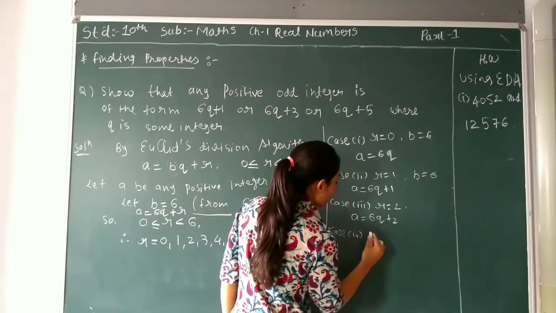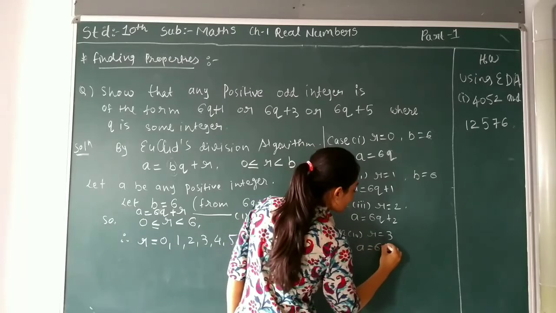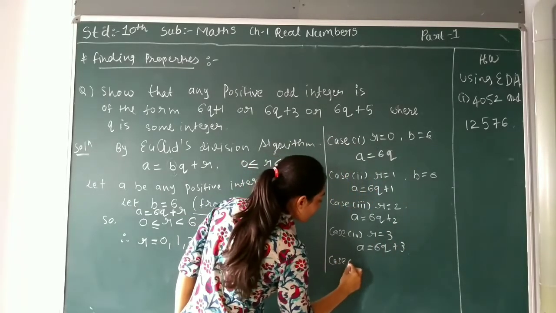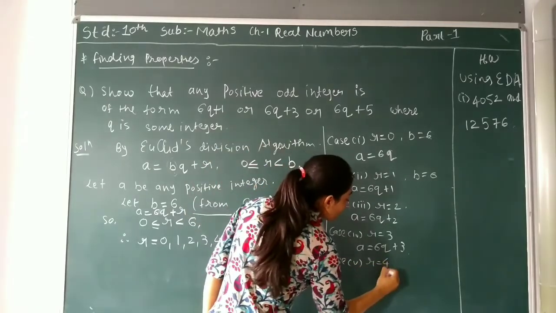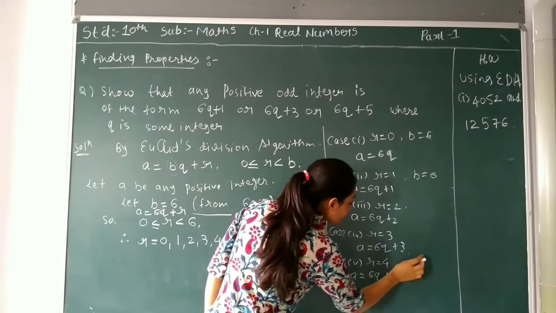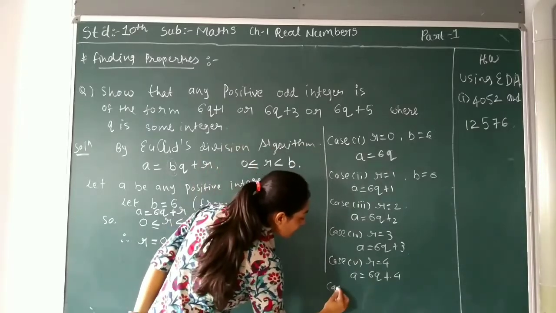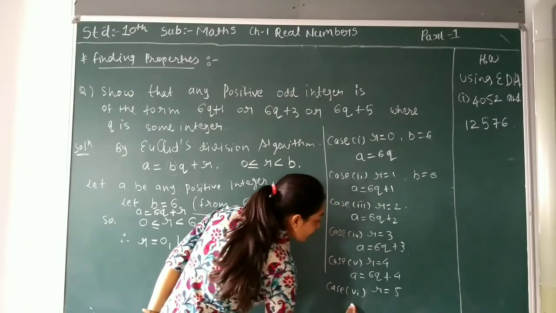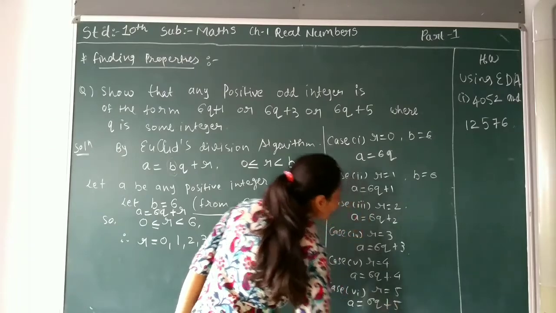Case number 4, R equals 3. Then A equals 6q plus 3. Now case number 5, R equals 4. Then A equals 6q plus 4. Now case number 6, R equals 5. Then A equals 6q plus 5.